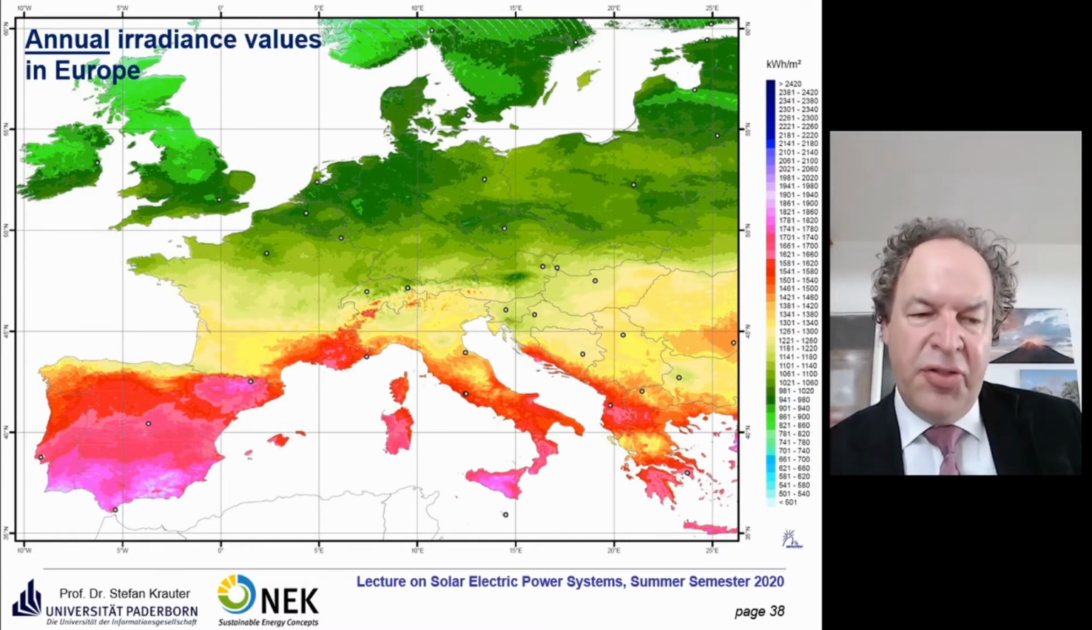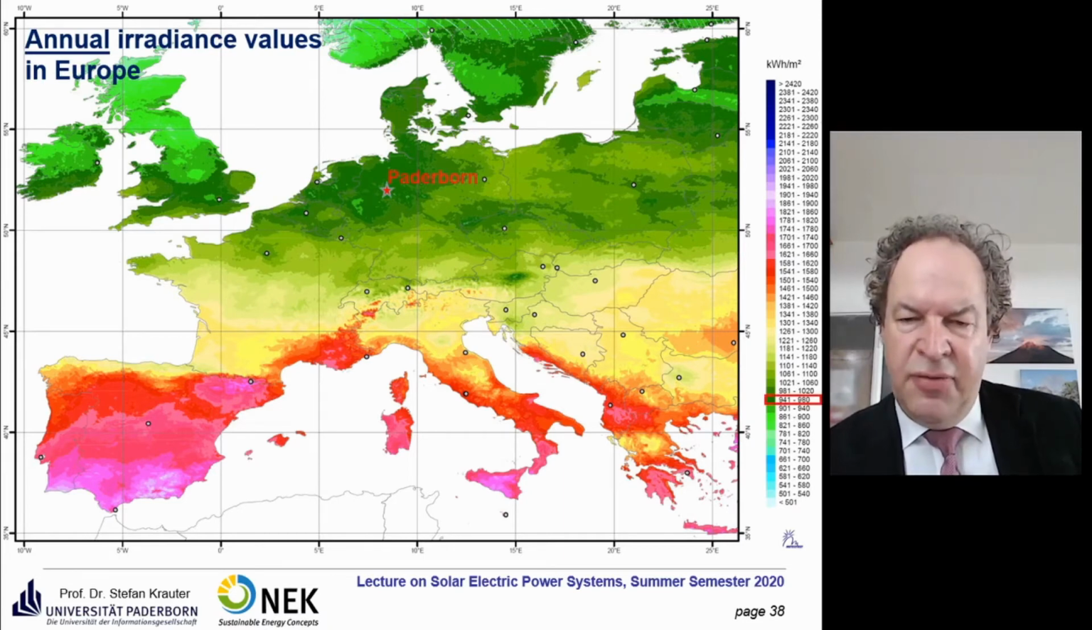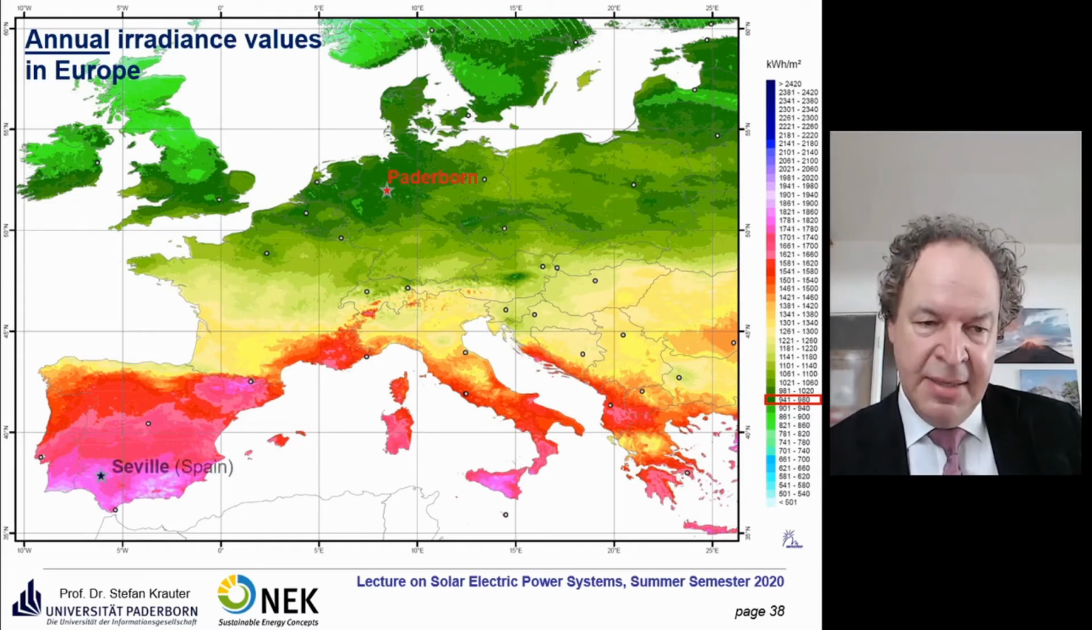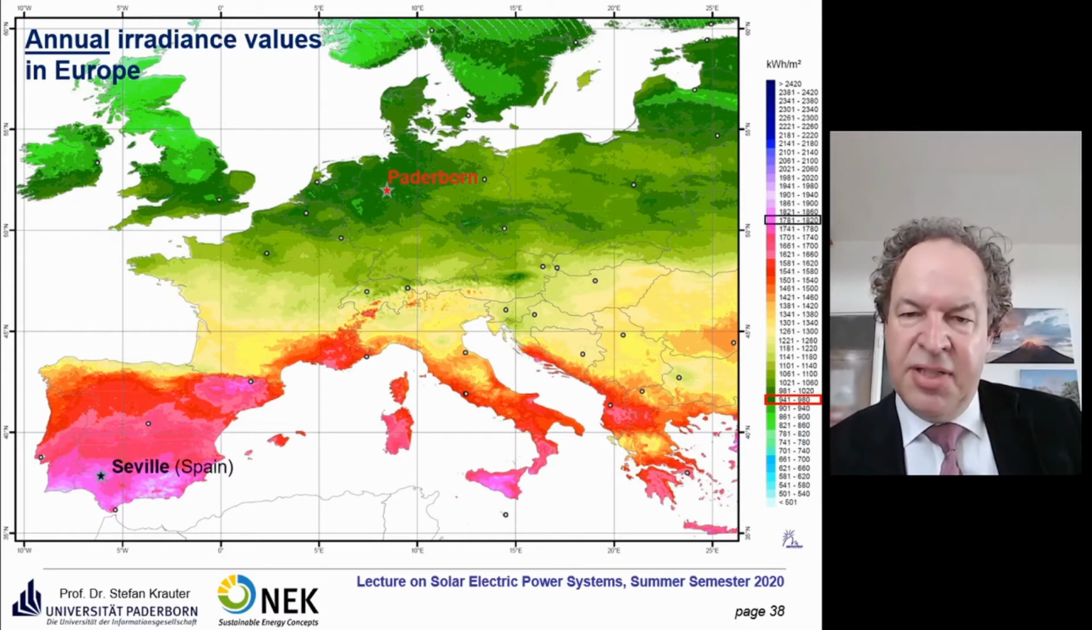If you go more south, for example, Seville in southern Spain, it goes up to almost 2000 kilowatt hours per square meter per year. So here's Paderborn, and you have this value here, 941 to 980 kilowatt hours per square meter per year. If you go to sunny locations, for example, here Seville, southern Spain, then you have about the double, a bit more than the double of irradiance.